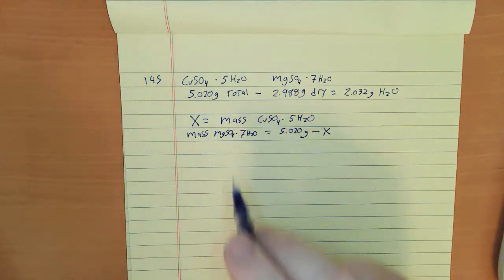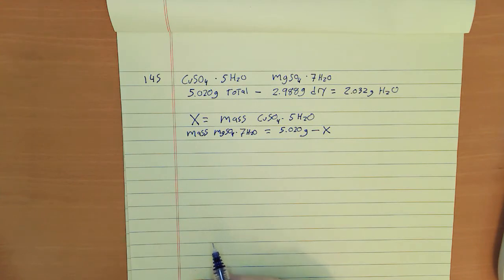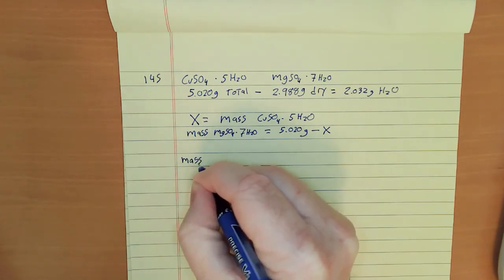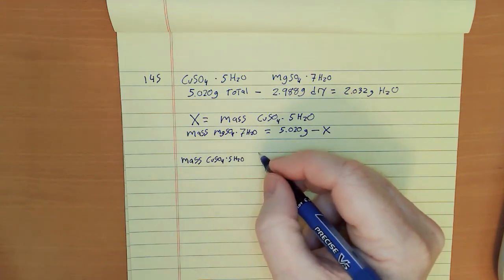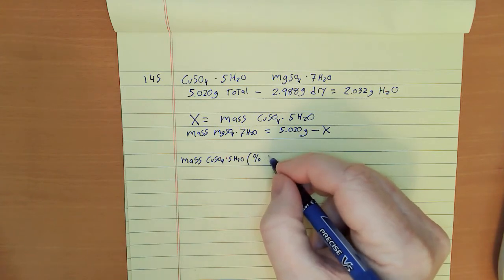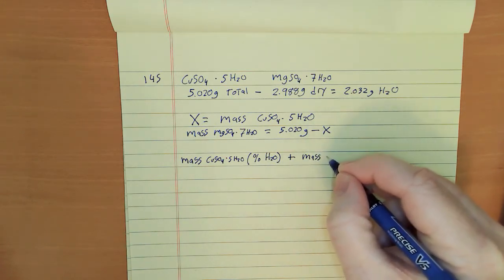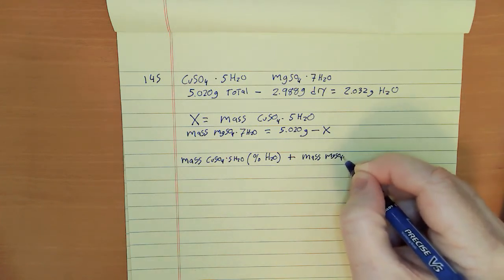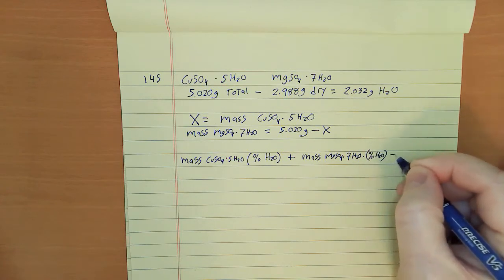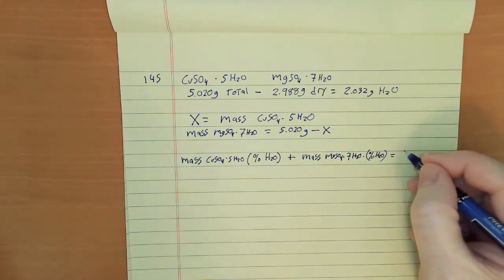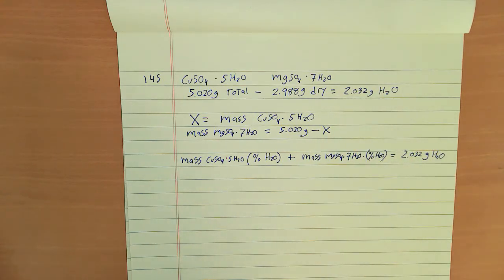Assuming that the percentages of these two add up to 100%, which is a safe assumption because those are your only two components in this mixture, I can say that the mass of CuSO4·5H2O times the percent of water in it, plus the mass of MgSO4·7H2O times the percent of water in it, equals 2.032 grams, because that was calculated up there.